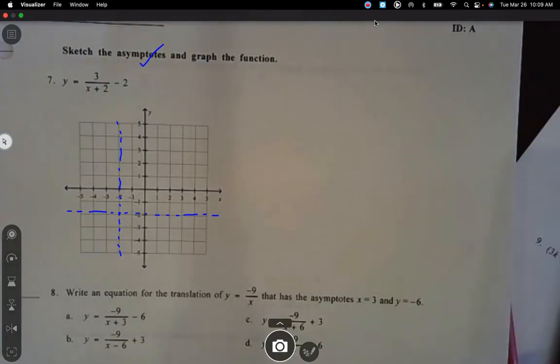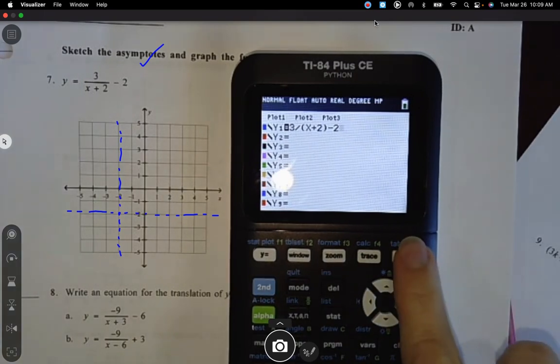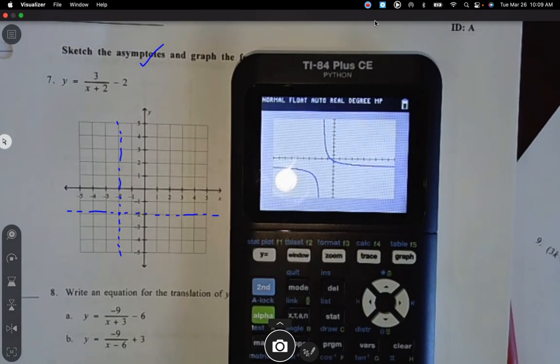So I'm going to press y equals. 3 goes in the numerator, and then several things in the denominator. So what do you have to do? Put it in parentheses. X plus 2, and then minus 2. Is everybody okay with that? And now I will press graph. And you can tell it kind of matches where I shifted it.